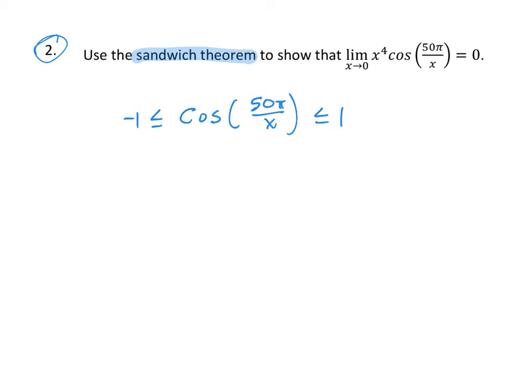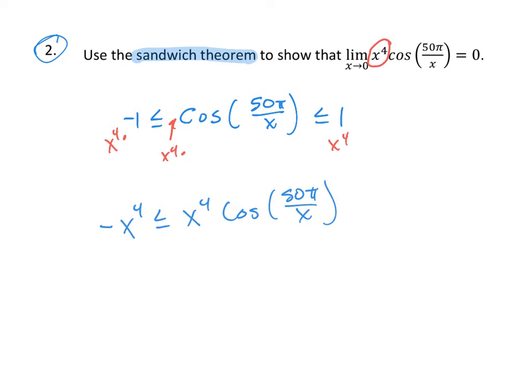And then I notice that my trig function has been multiplied by x to the 4th. So what I really want is an x to the 4th in here. So I'm going to go ahead and multiply by x to the 4th. But if you do that, you have to multiply by x to the 4th to all of the parts of the inequality. So I'm going to multiply by x to the 4th here, and here. And when I do that, what I end up with is negative x to the 4th less than or equal to x to the 4th cosine of 50 pi over x less than or equal to positive x to the 4th.